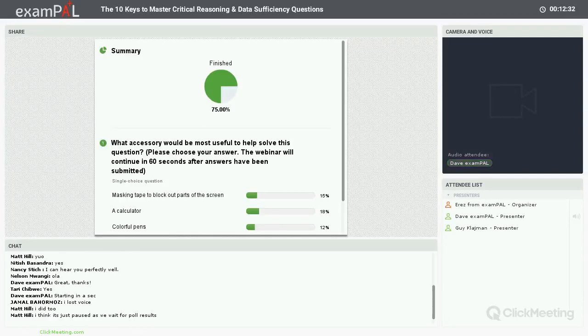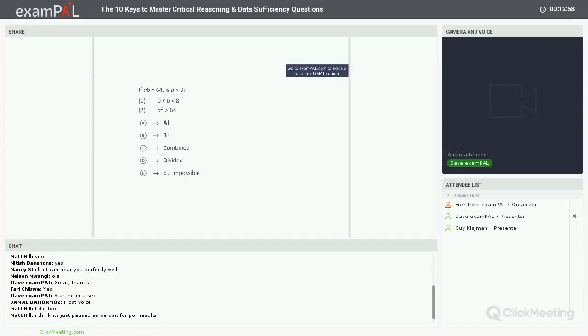So let's just talk about it for a second. Those of you who marked a calculator or a multiplication table, I agree, these indeed would be useful props in general in the GMAT, but the truth is we shouldn't actually use them in this case. As for colorful pens or a stopwatch, nice to have, but definitely not necessary. Now the answer that I meant at least is masking tape, and let me explain why by solving the question.